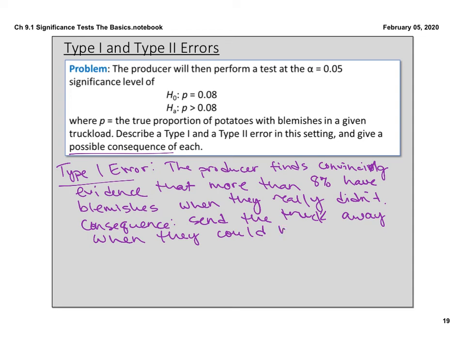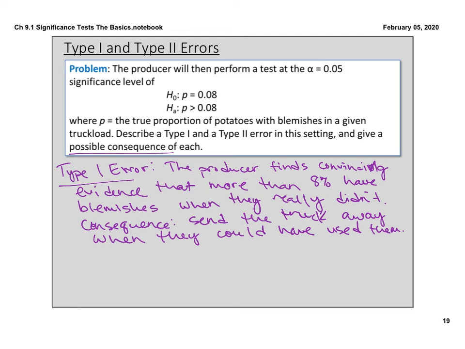Sad panda. That's a lot of sad potatoes when they could have used them. Okay, that's your type 1 error. So they found convincing evidence, but they shouldn't have found convincing evidence because the truck was actually okay. If they do that, they're going to send the truck away, not use the potatoes, wait for another shipment, delays everything, waste of resources, waste of the truck driver's time, waste of the product. Now you've got all these potatoes that somebody's not going to use.